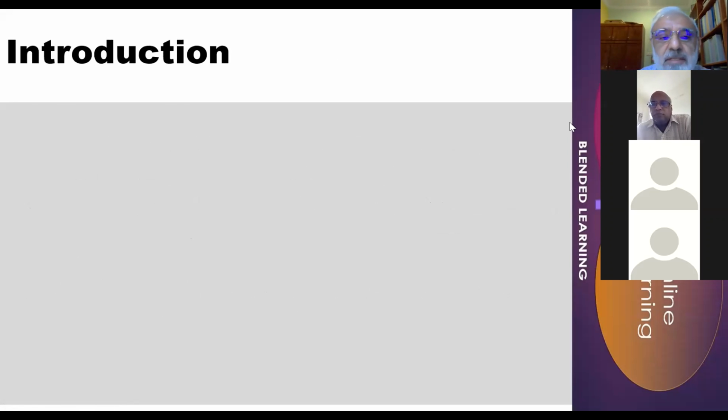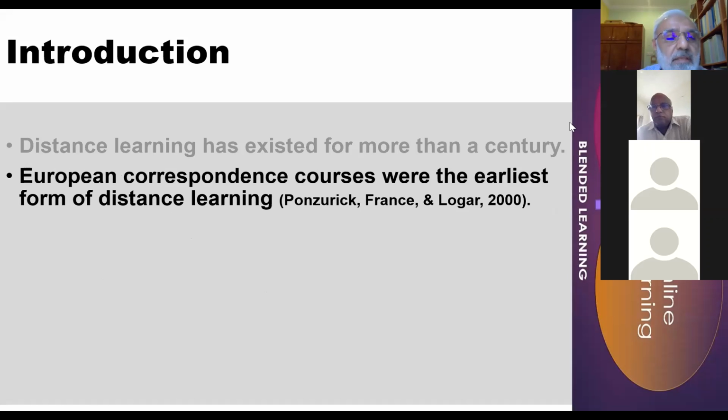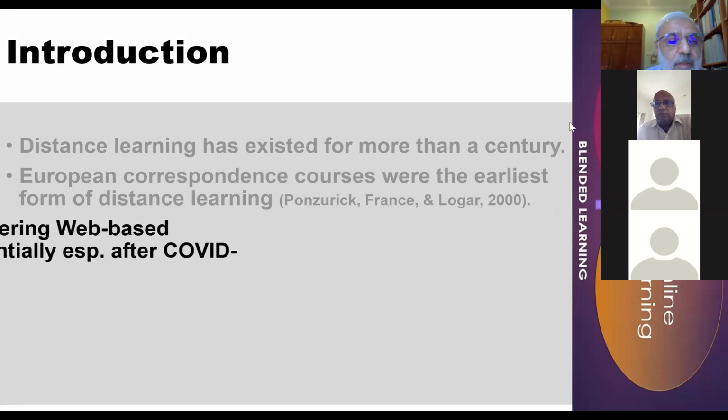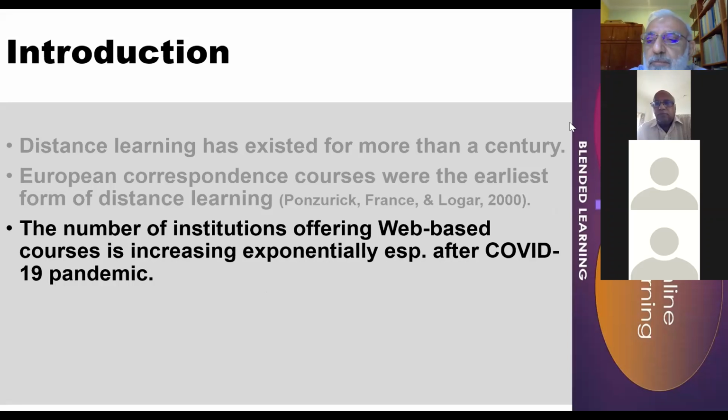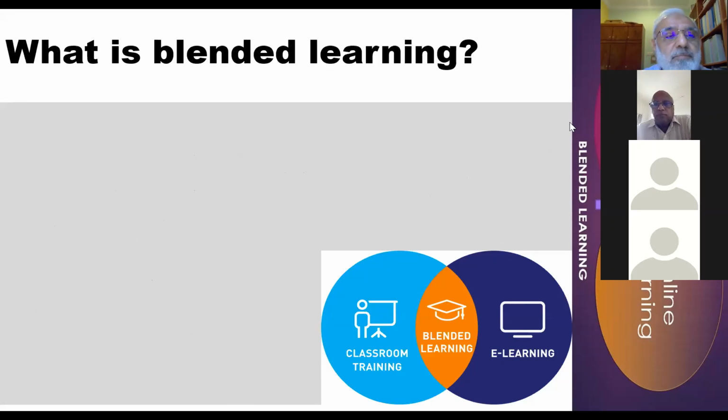Distance learning is not something new. It has been there for more than a century, and the European correspondence courses were the earliest form of distance learning. The number of institutions offering web-based courses is increasing exponentially, especially after the COVID-19 pandemic, and Cambridge University has announced that all lectures will be online until summer of 2021. So blended learning has to be in practice in almost all educational institutions.